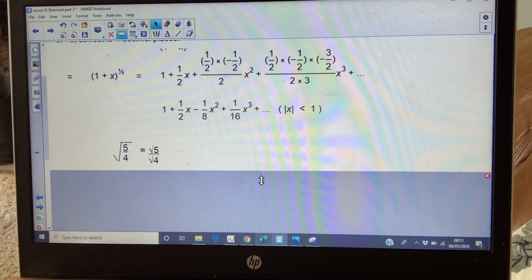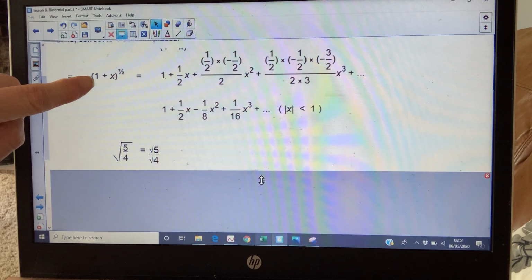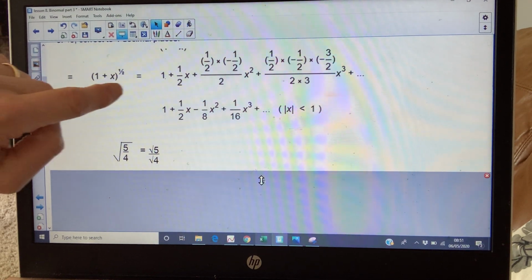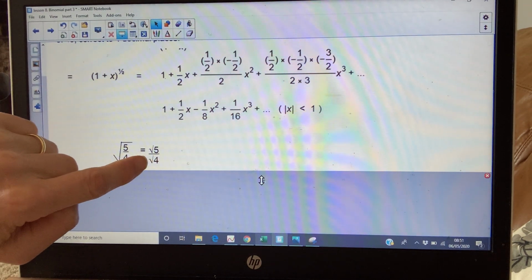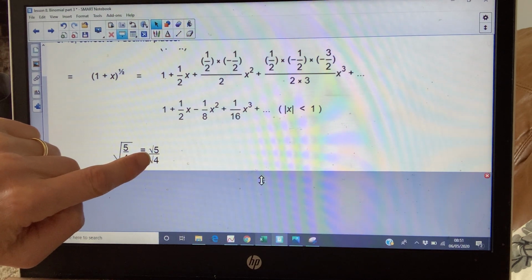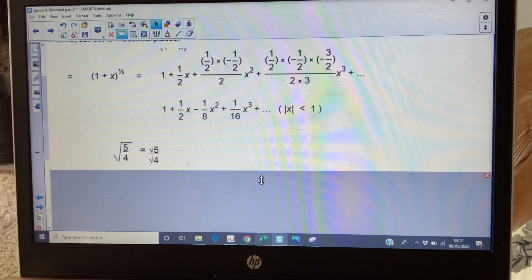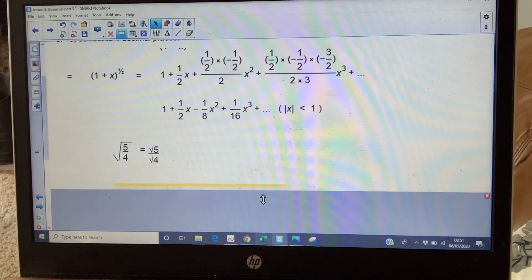So what I'm going to do is, I can see that if I managed to write this bracket here as 5 over 4, so the whole thing would be the square root of 5 over 4, I would then be able to split up this left-hand side where I would be able to isolate the square root of 5. So that's what I'm going to do. It's a hard question.